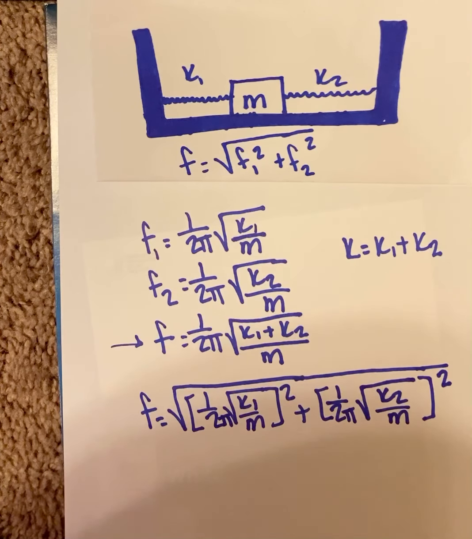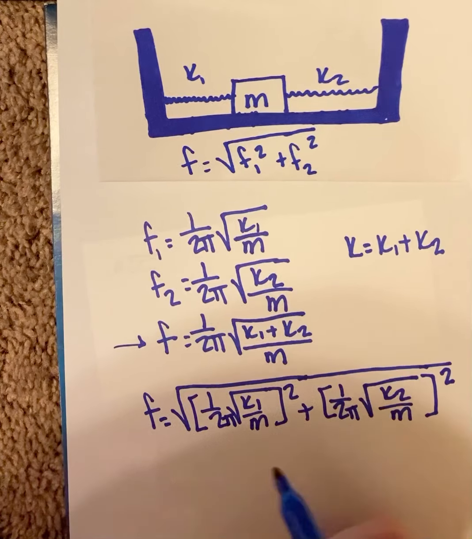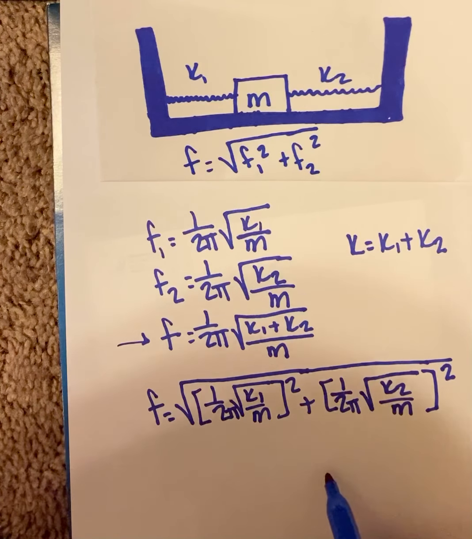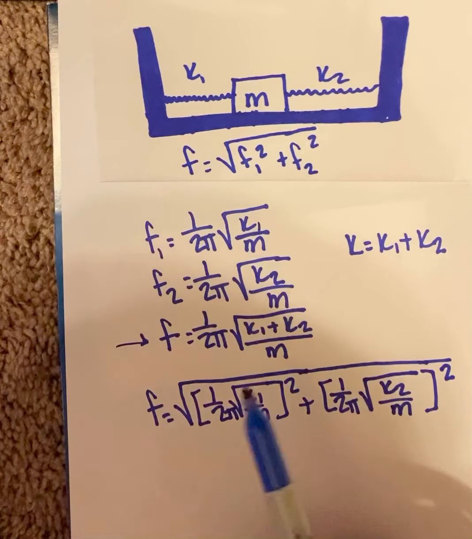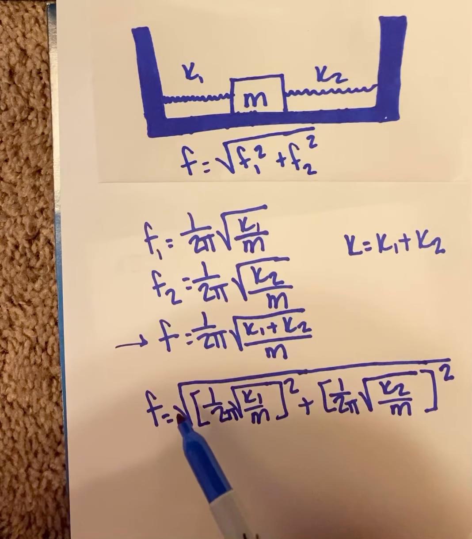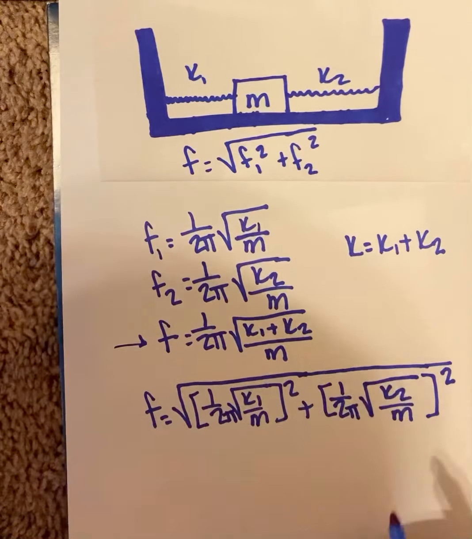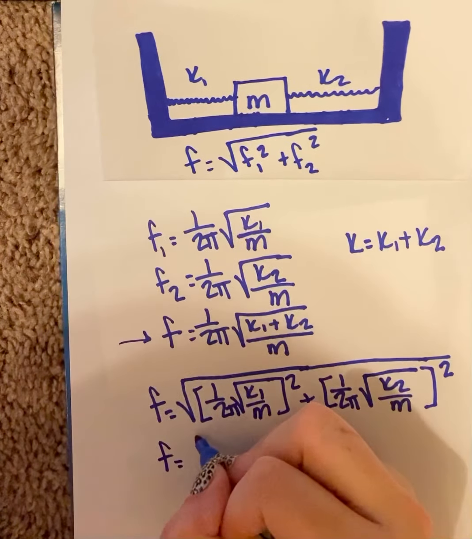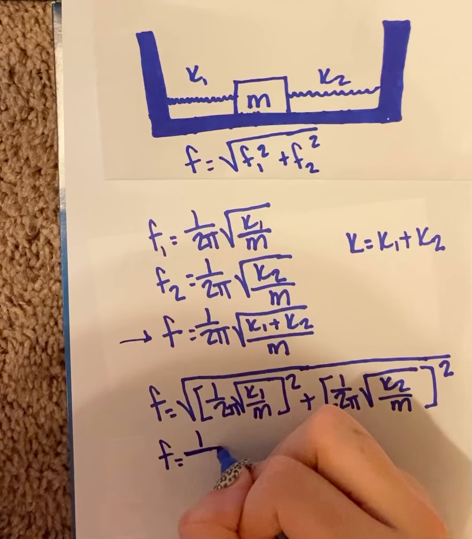So first we can start with 1 over 2 pi squared plus 1 over 2 pi squared. We're going to want to move that out from underneath the square root. So we just rationalize it, and we can get 1 over 2 pi.